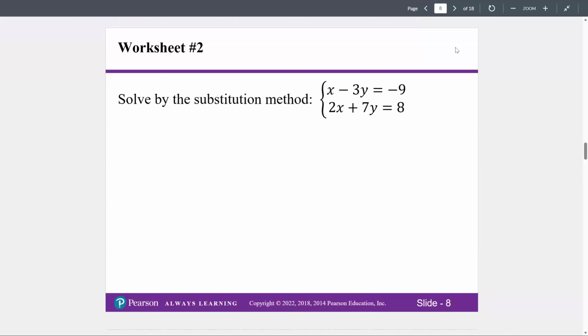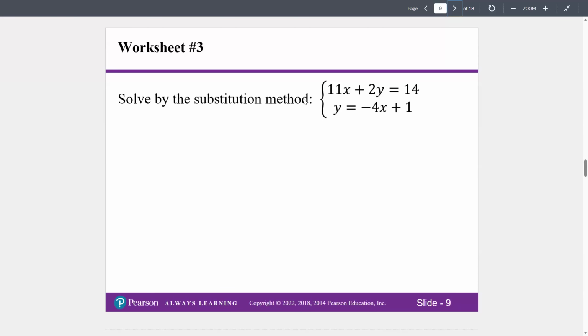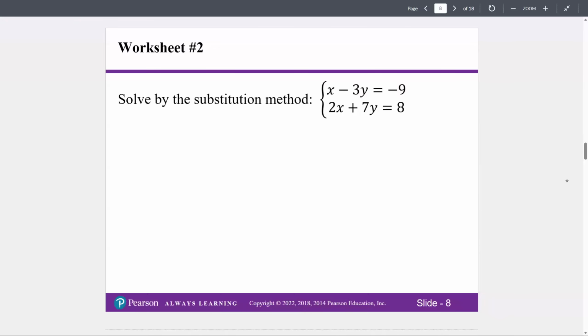So take a moment here and try to solve using the substitution method. So you have x minus 3y equals -9 and 2x plus 7y equals 8. We want to find a solution to this system. And then we want to find a solution to this system, 11x plus 2y equals 14 and y equals -4x plus 1. Okay, so hopefully you had a chance to work on this.